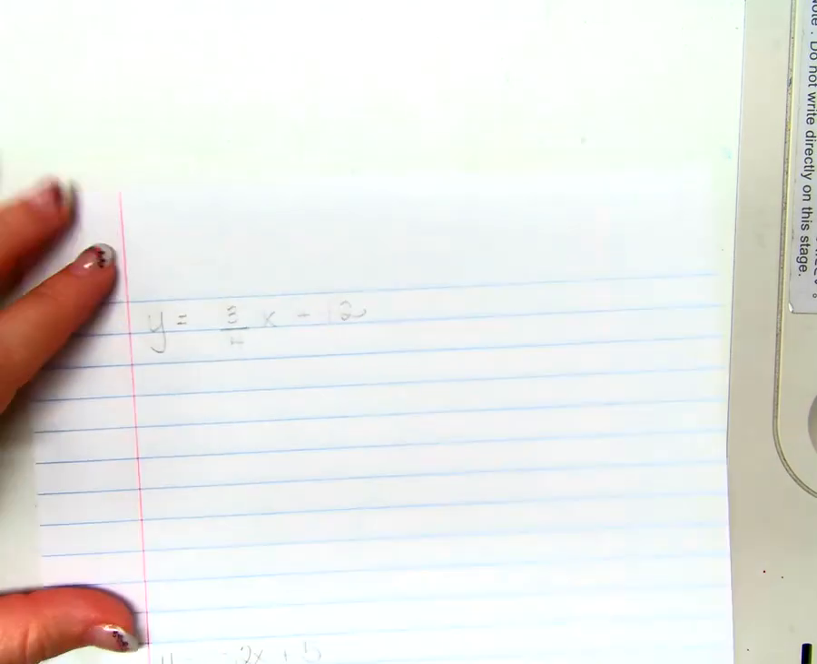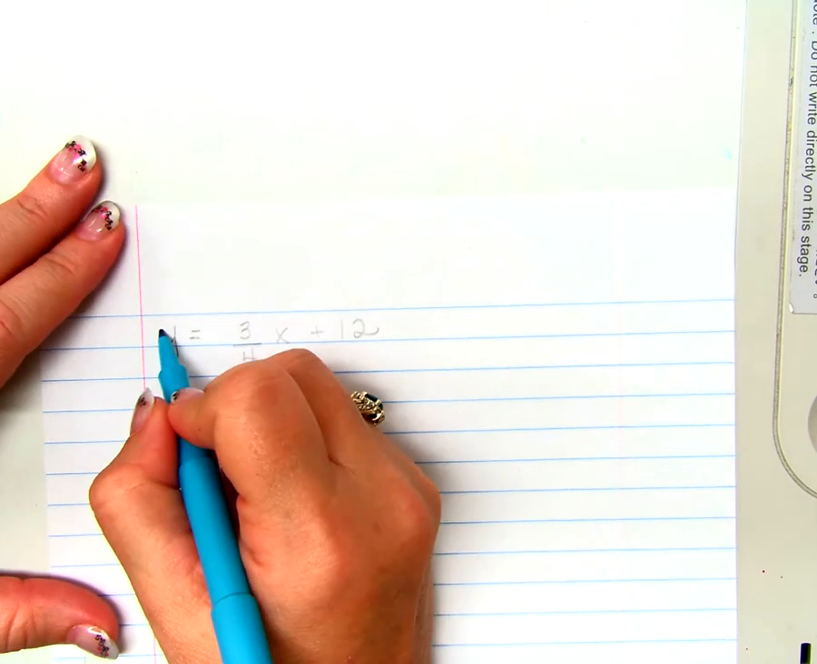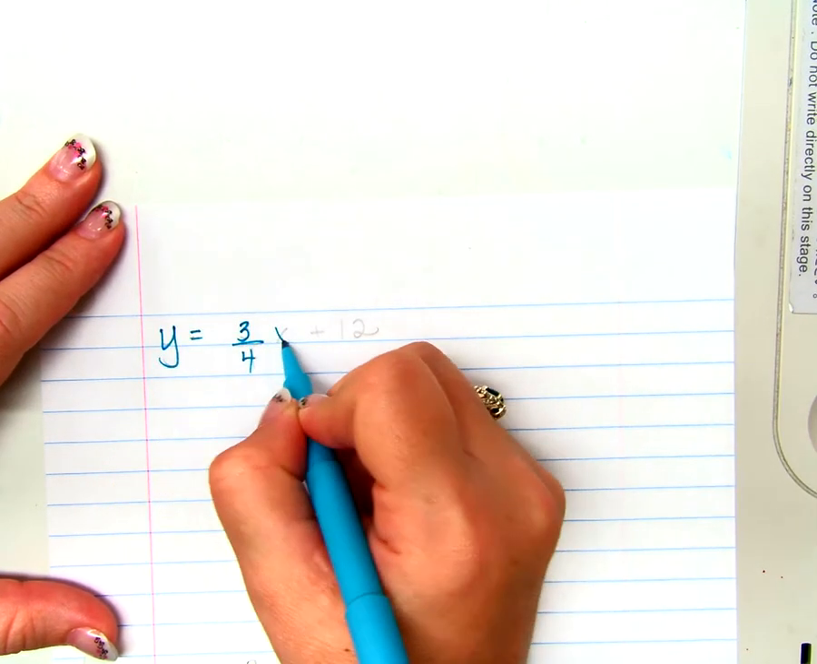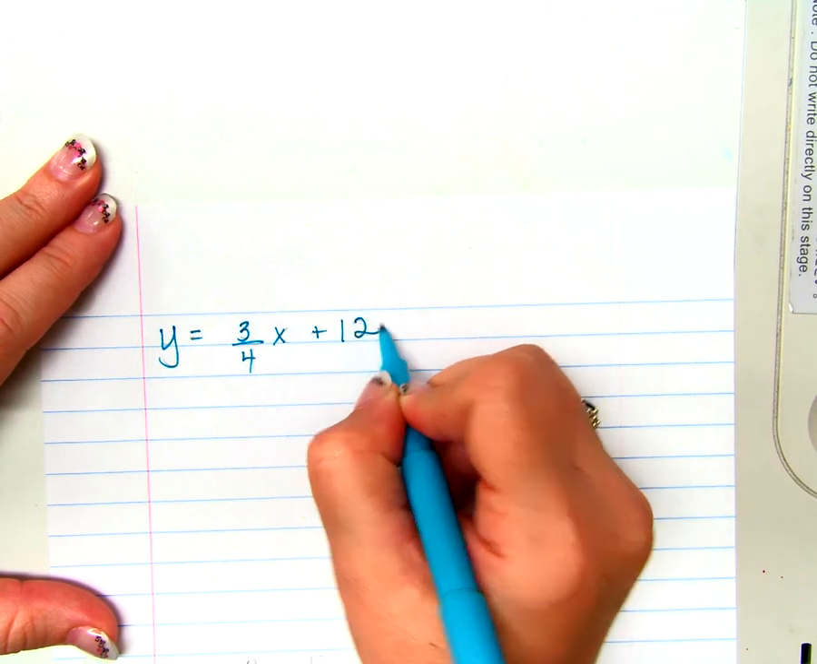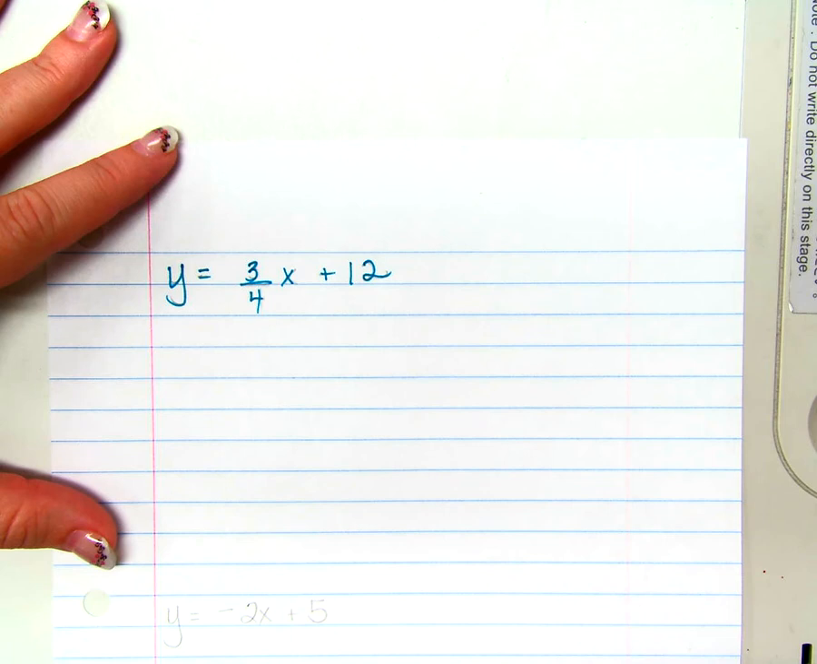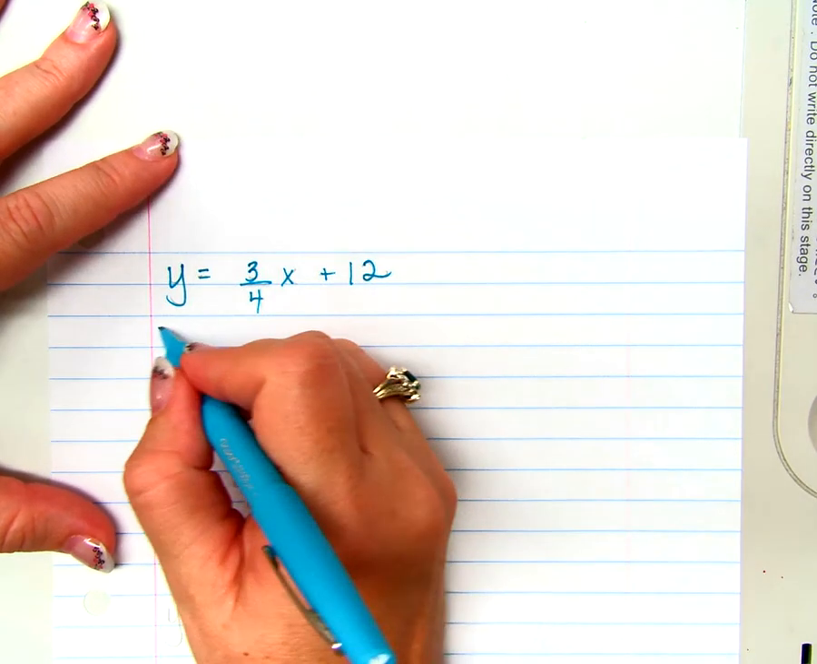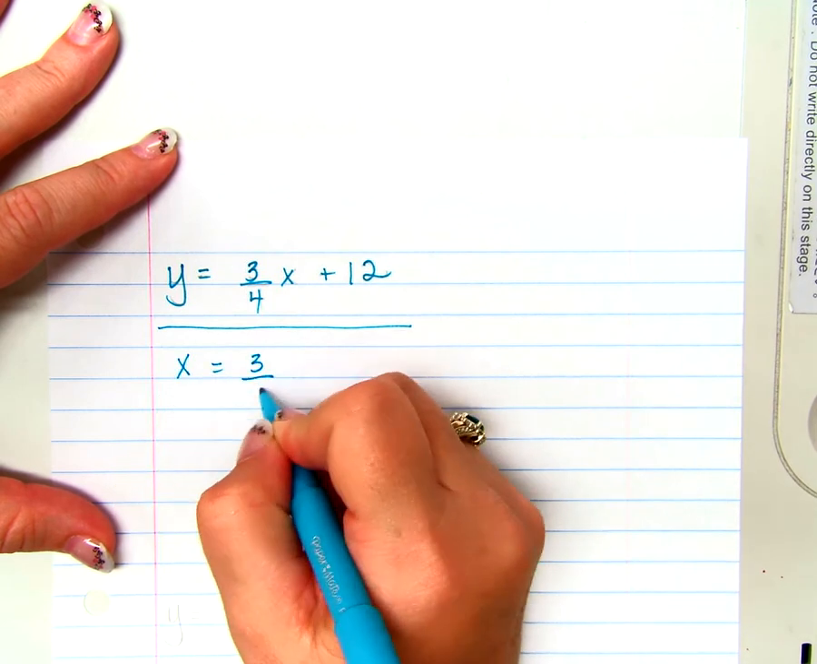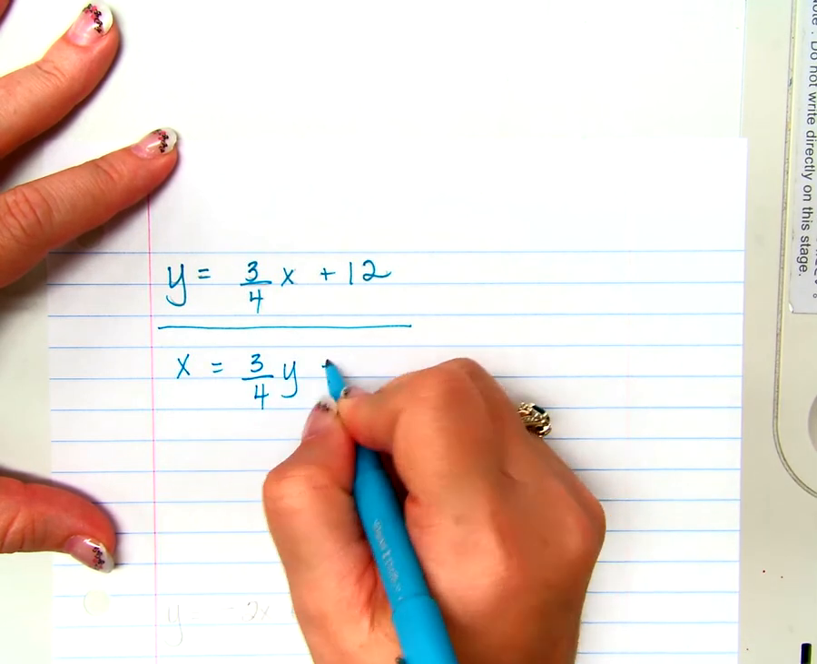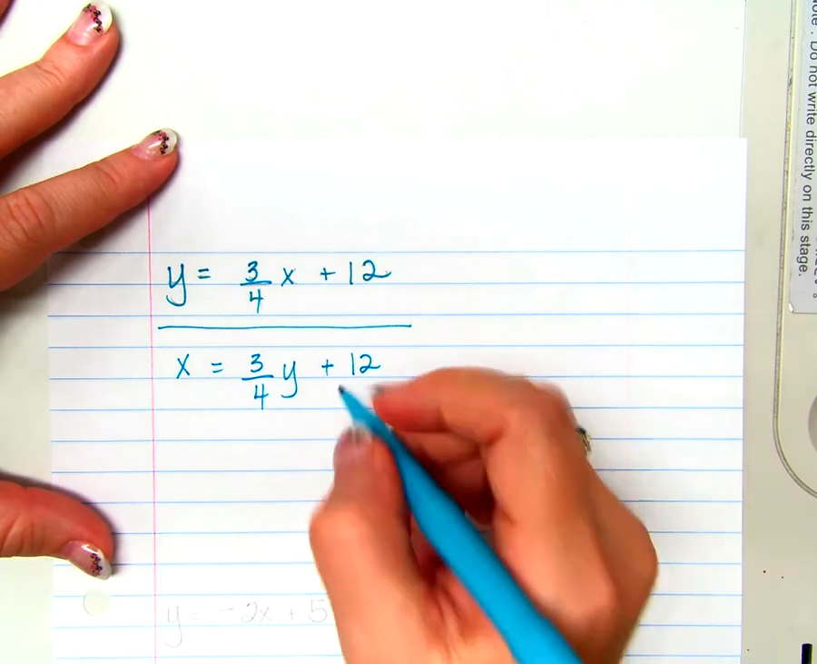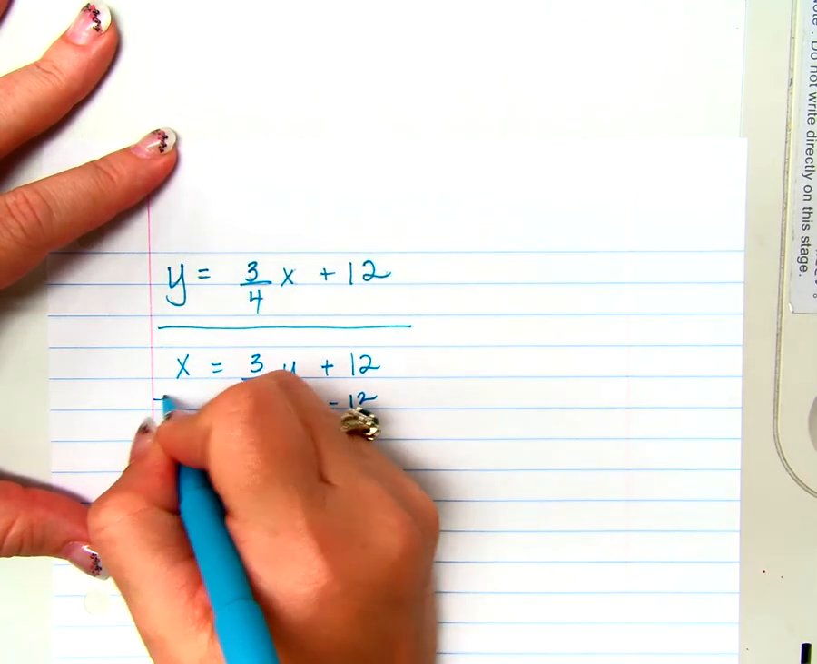Another example. Y equals 3/4 x plus 12. Now, most of you are thinking, oh, it's a fraction, I'm done. I'm not doing it. Yes, you are. I'm the boss. Okay? Same thing. How do you find the inverse of this? Well, switch x and y. X equals 3/4 times y plus 12. Solve for y. First, let's subtract 12 from both sides.